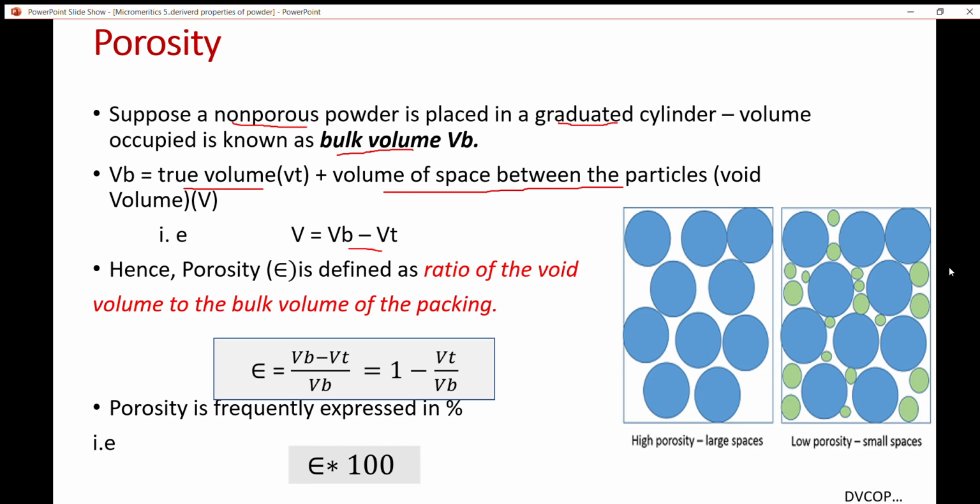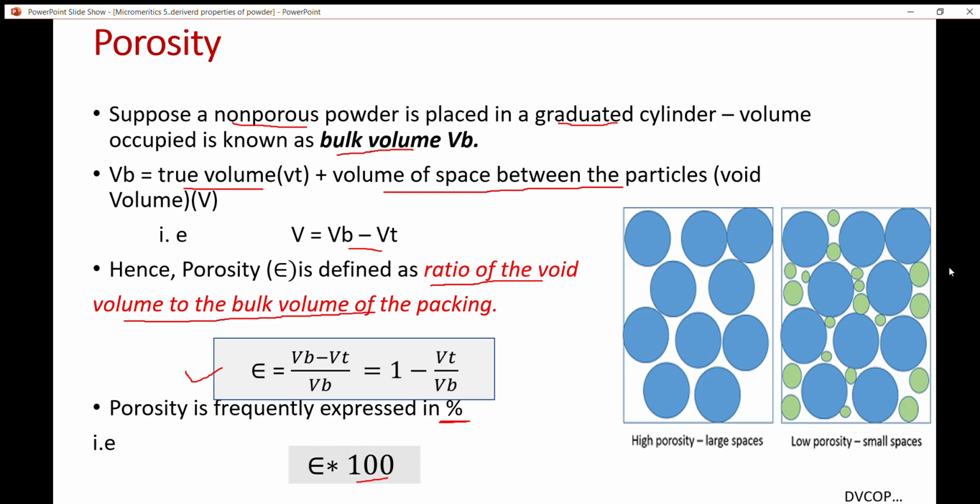Hence the porosity, that is epsilon, is defined as the ratio of the void volume to the bulk volume of the packing, and it is given by the equation epsilon equals void volume, that is Vb minus Vt, divided by bulk volume Vb. It is simplified as 1 minus Vt upon Vb. Generally porosity is expressed as a percentage.